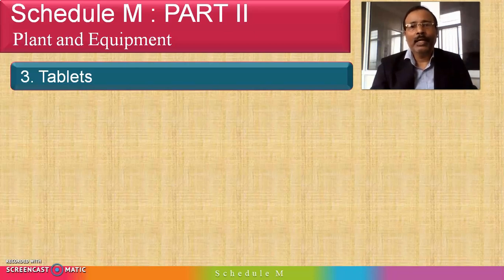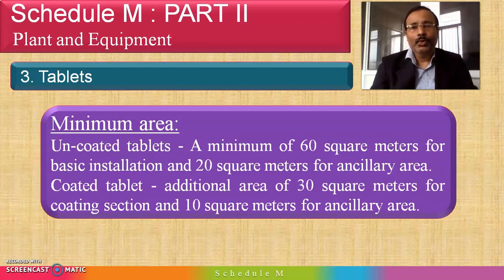Now check out the minimum area required. Again it is divided into two parts. Uncoated tablet requires minimum 60 square meters for a basic installation and 20 square meters for ancillary area. And for coated tablet, an additional area of 30 square meters for the coating section and 10 square meters for ancillary area.